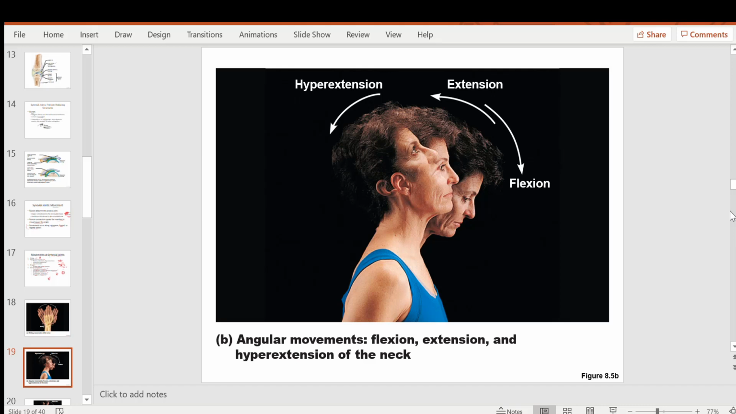So if I ask you to move your head downwards, forward and downwards, that is flexion, because the angle in your neck, front of the neck, gets smaller here. Then if I ask you, so the angle here gets smaller, right? Now if I ask you to move your head back to normal position, that is extension, because the angle goes up. Then if I ask you to do further, move your head backwards beyond the normal position, that is hyperextension. Okay, so those are three movements.